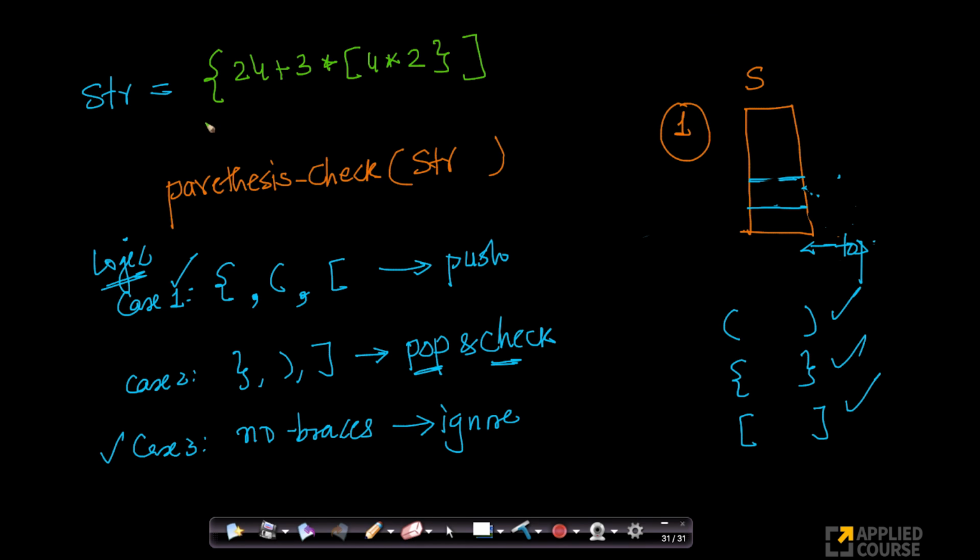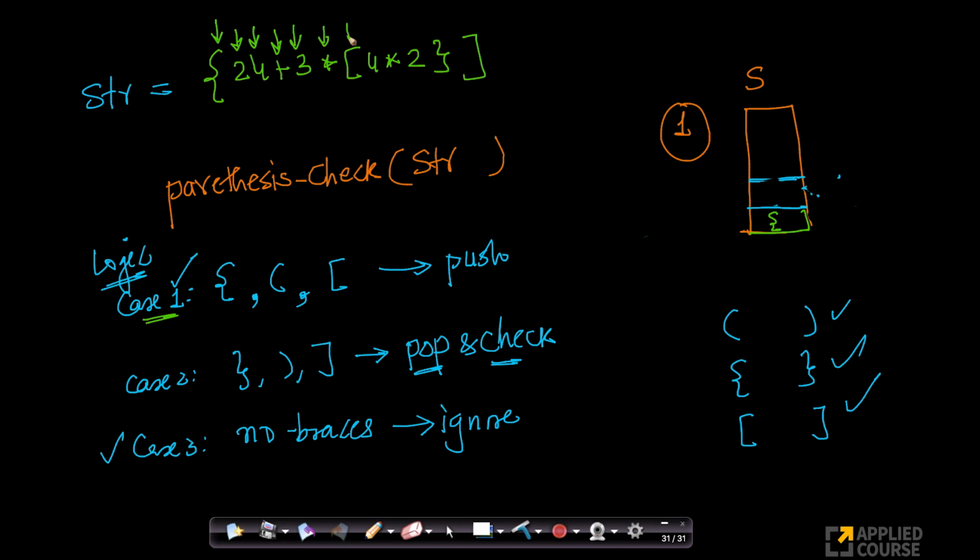Now, first, what do I do? I take one item by one item. I go here. This is an open braces, so case 1, push it. I have pushed it. I'll stop modifying the top, because it's obvious from the diagram here. Of course, my top will now point here. Next item is 2. 2 is neither an open braces nor a closed braces of any type, so just ignore. Case 3. Again, nothing. Ignore.